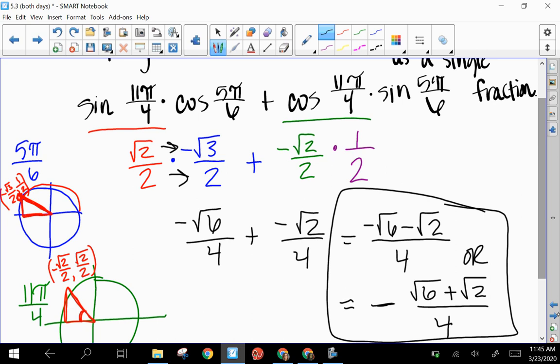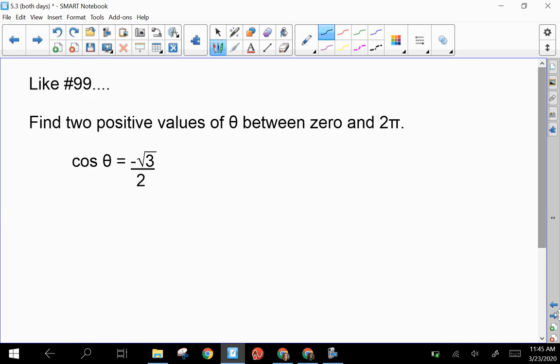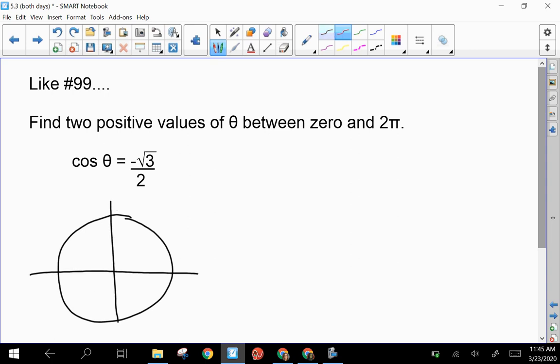Okay, I think I have one more I'd like to do with you. This is like number 99. It says find two positive values of theta between 0 and 2 pi. So the first thing I'm going to look at when I see these, it says that the cosine value is negative. So I'm going to start by narrowing down what quadrants that would apply to. Cosine is negative in quadrant 2 and also in quadrant 3.